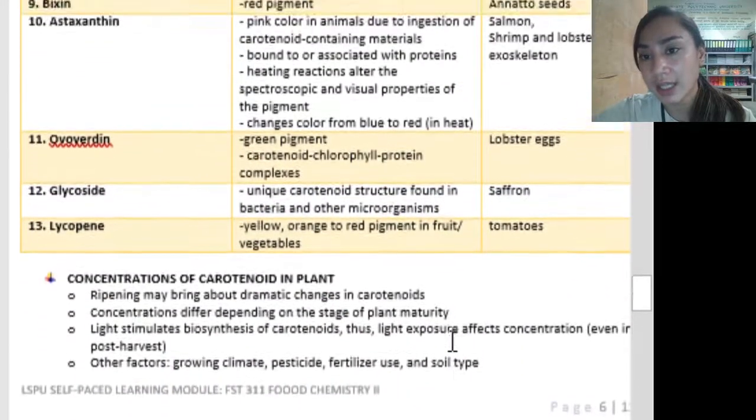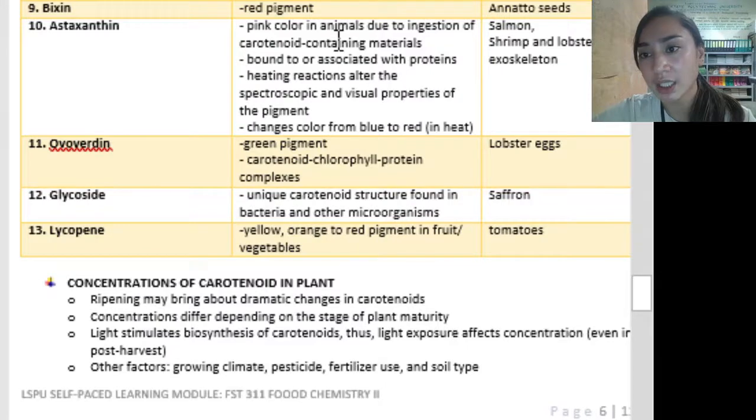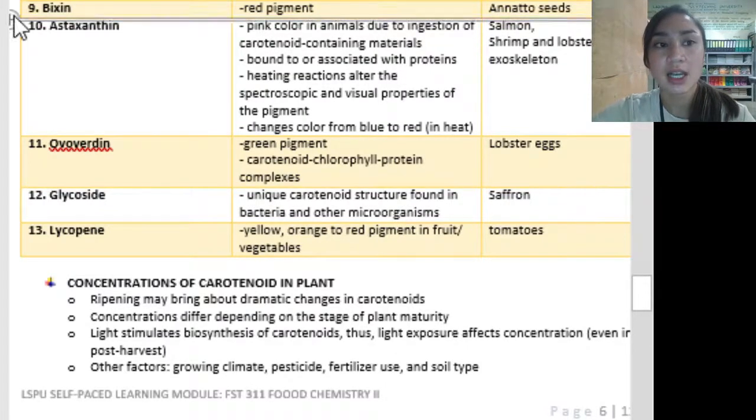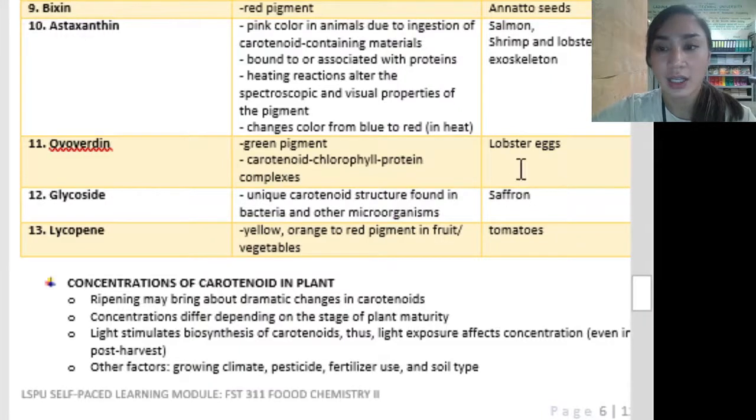And then, we have astaxanthin, pink color in animals due to ingestion of carotenoid-containing materials. So, sa astaxanthin, no, it's only activated due to heating reactions. So, nagkakaroon ng alteration ng spectroscopic and visual properties of the pigment due to heat reactions. It's usually bound in proteins and changes the color from blue to red in heat.